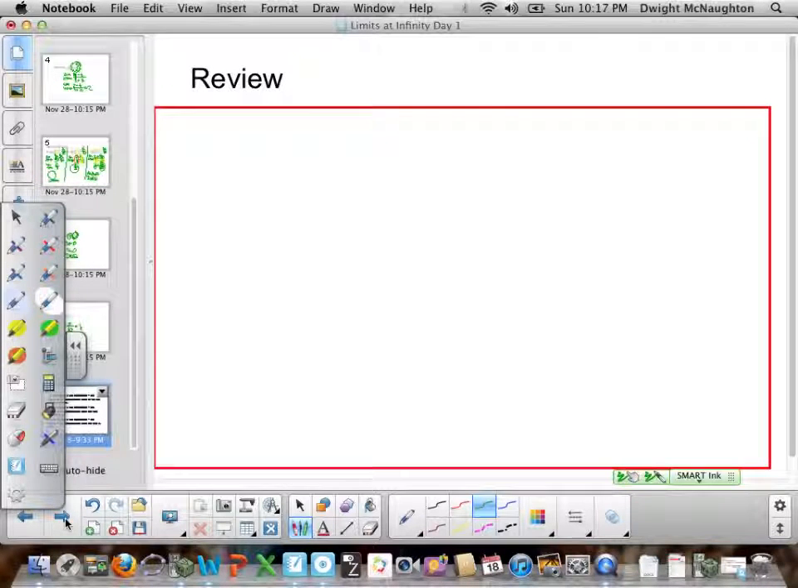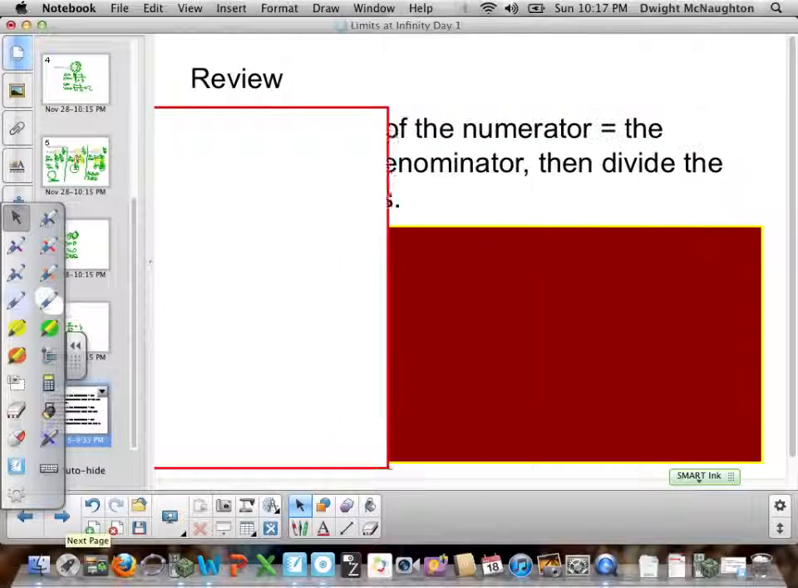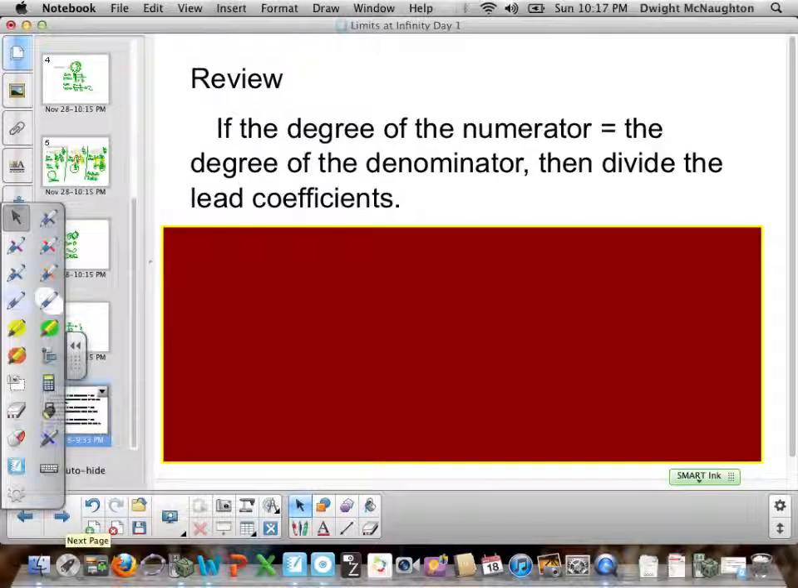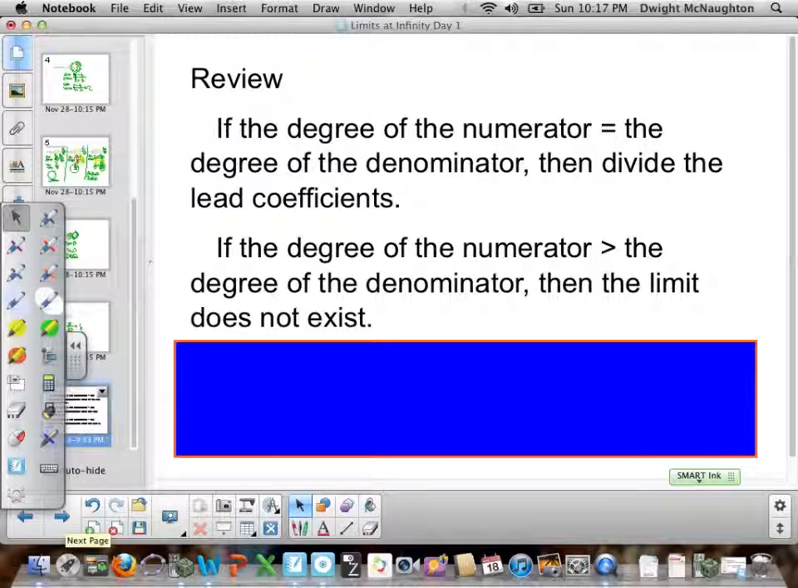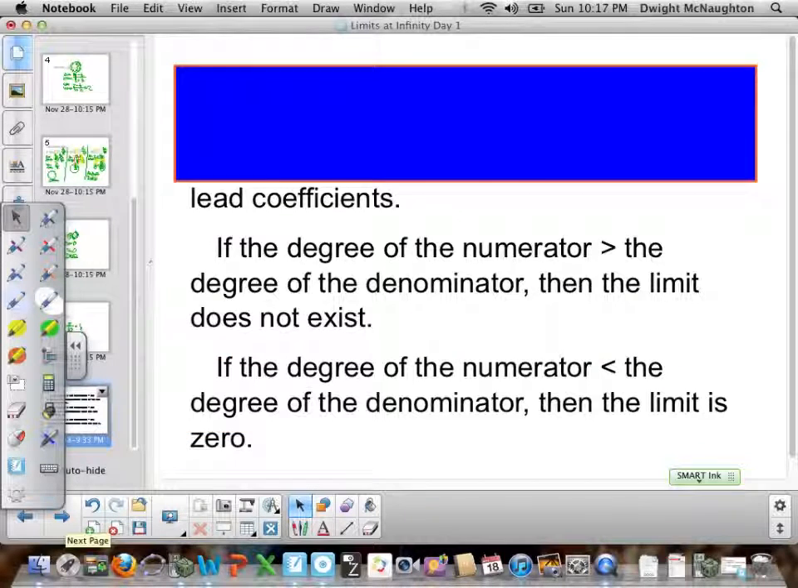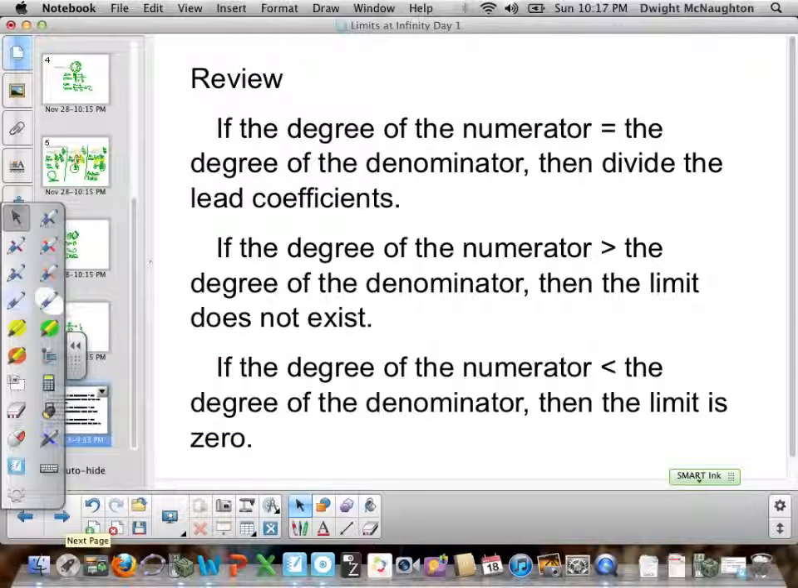So, in review, when evaluating limits at infinity, as x approaches infinity, if the degree of the numerator equals the degree of the denominator, then divide the lead coefficients. If the degree of the numerator is greater than the degree of the denominator, then the limit does not exist. And finally, if the degree of the numerator is less than the degree of the denominator, then the limit is 0.